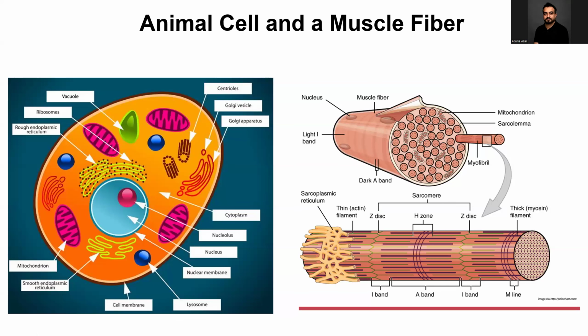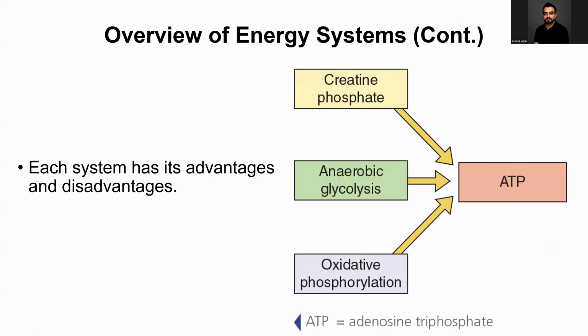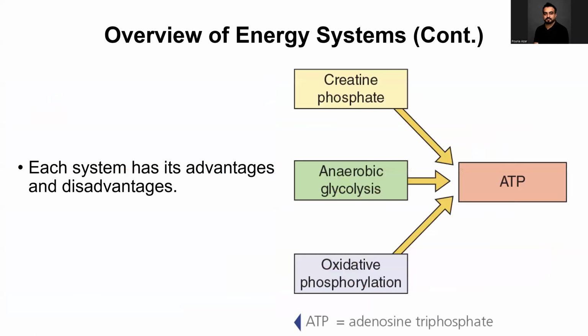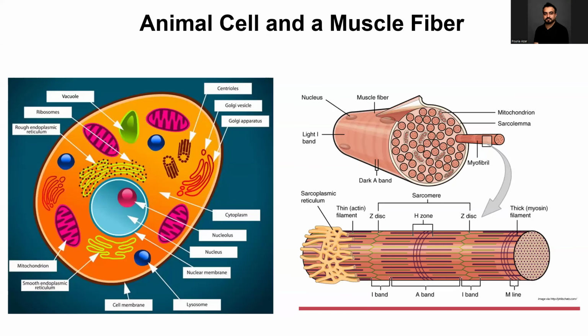The energy systems that we are going to talk about, two of them, creatine phosphate and anaerobic glycolysis, these two energy systems occur in the cytoplasm. But the last one, the third one, oxidative phosphorylation, takes place inside the mitochondria. So remember that that's a very important point.